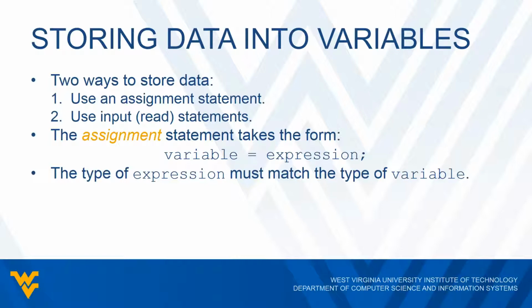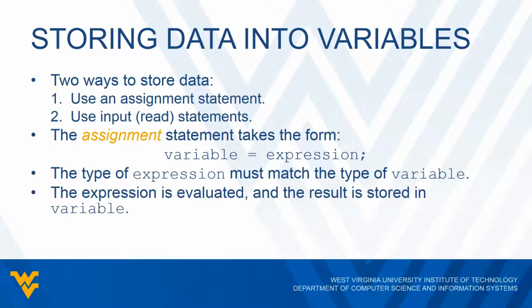My variable on the left side needs to be of type integer, and the expression on the right side must evaluate to an integer. I can only store an integer in an integer. I can't store a double into an integer. I can't store a character into a double and so forth. So the types must match. So when the statement actually runs, we evaluate what is on the right-hand side. We evaluate that expression, and whatever that result is, we store that in a variable.